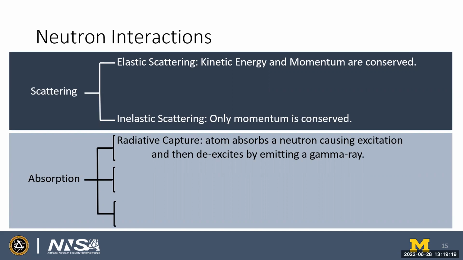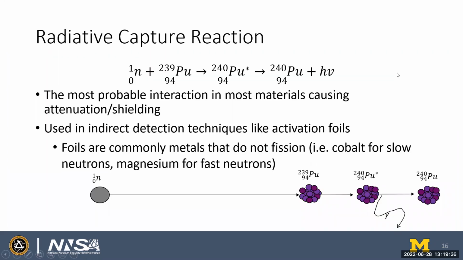So we've talked about the elastic scattering and inelastic scattering. Now we'll move on to a few absorption reactions. First, we'll talk about radiative capture. It's when an atom absorbs a neutron, causing excitation, and then it de-excites by emitting a gamma ray. The radiative capture reaction, you can see an example here. A neutron is absorbed by plutonium-239, so it becomes plutonium-240 in an excited state, and then it immediately emits a gamma.